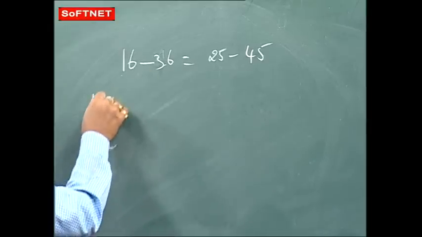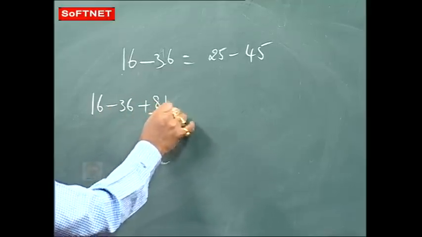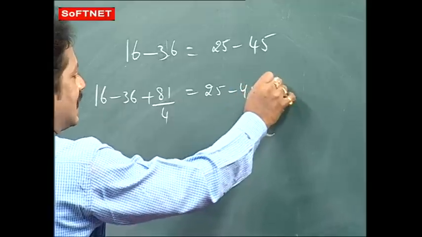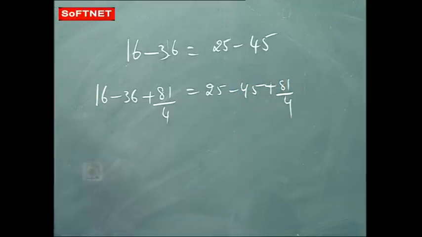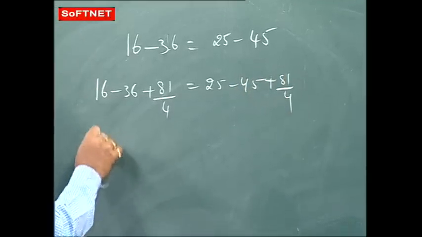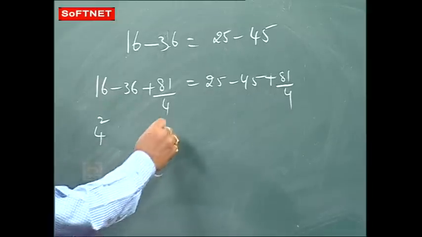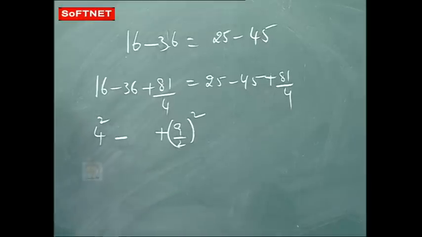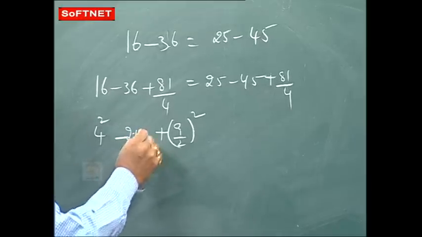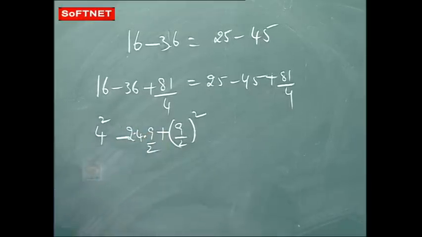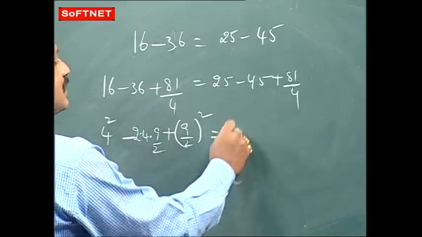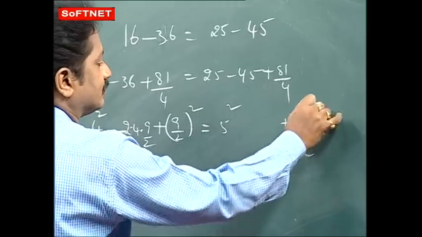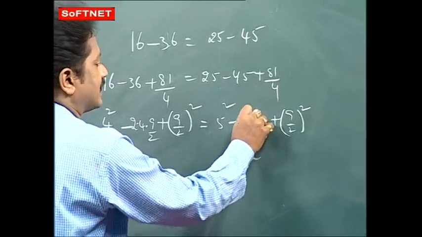Okay. So 16 minus 36 plus 81 by 4, I added 81 by 4, equals 25 minus 45 plus 81 by 4. Clear? Okay. 16 I can write as 4 square, 81 by 4 as 9 by 2 whole square, and 36 I want to write as 2 times 4 times 9 by 2. This one, 25 as 5 square, 81 by 4 as 9 by 2 whole square, and 45 as 2 times 5 times 9 by 2.